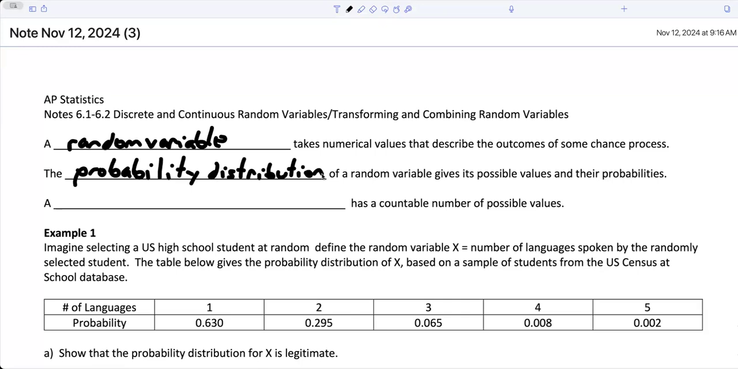So we are going to look at two different types of distributions. The first, a discrete random variable. A discrete random variable has a countable number of possible values.